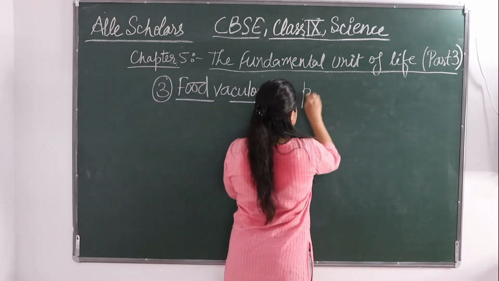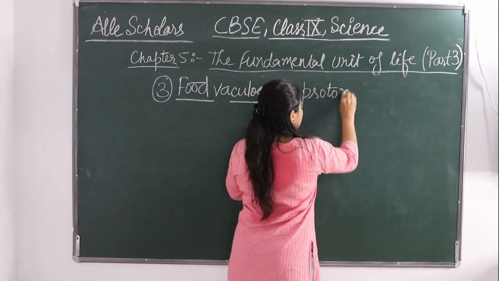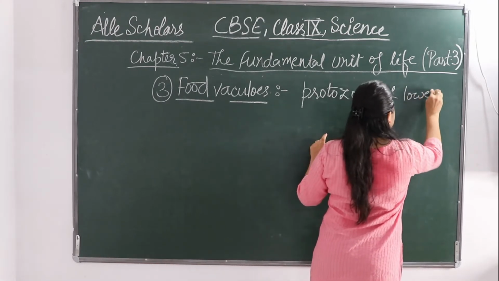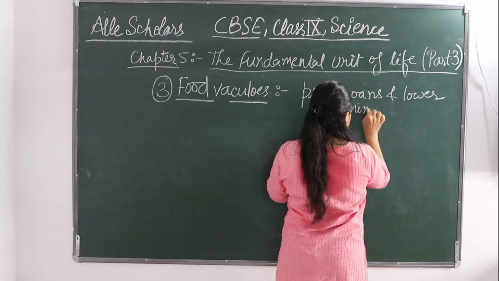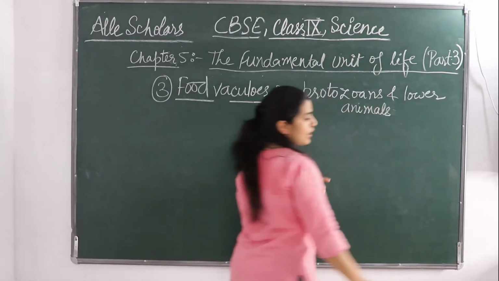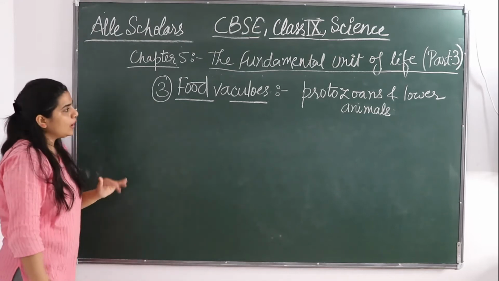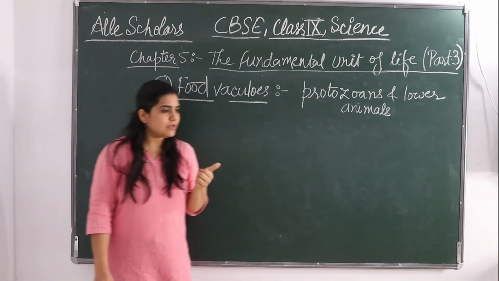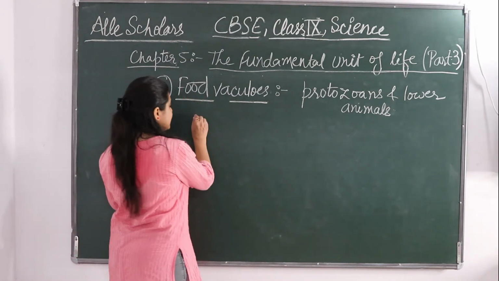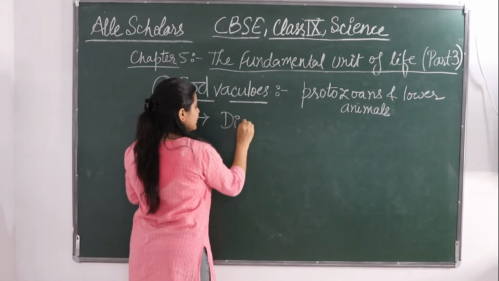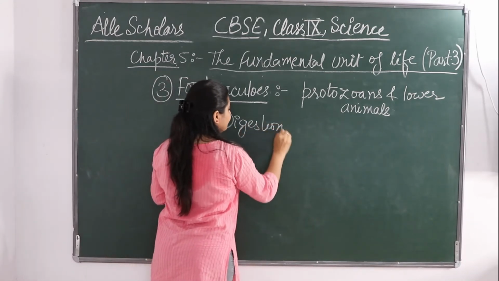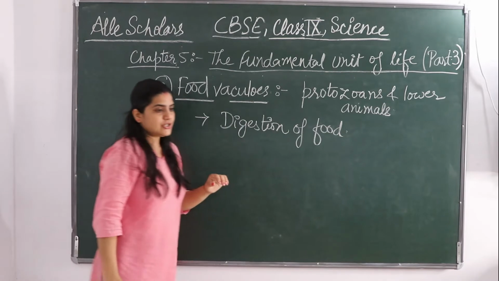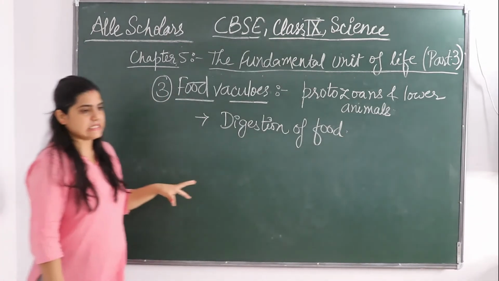Okay, in protozoans and lower animals. Fine. So it is found in protozoans and in lower animals. What happens? This food vacuole is responsible for the digestion of food. What is the function of food vacuole? Digestion of food in the cells.